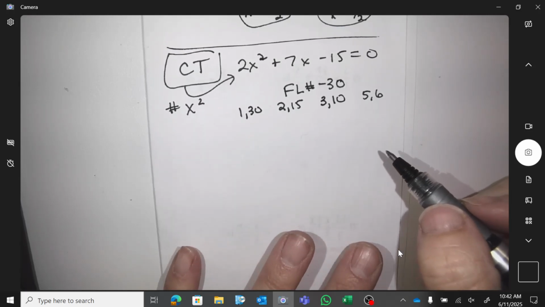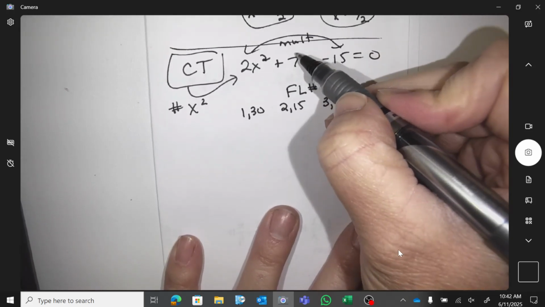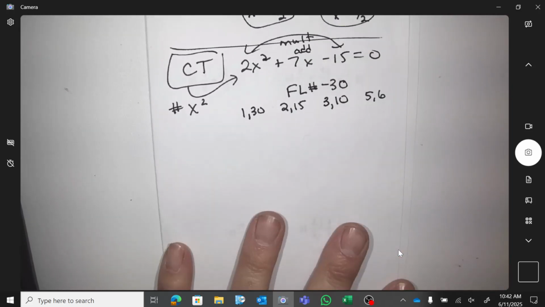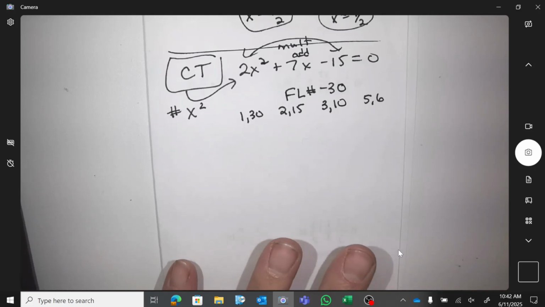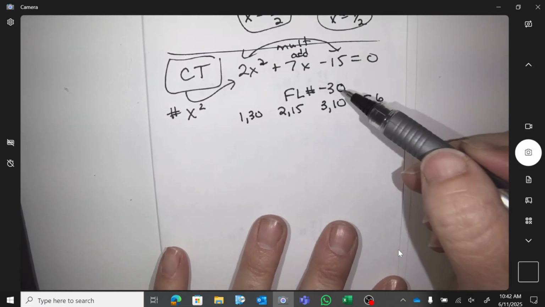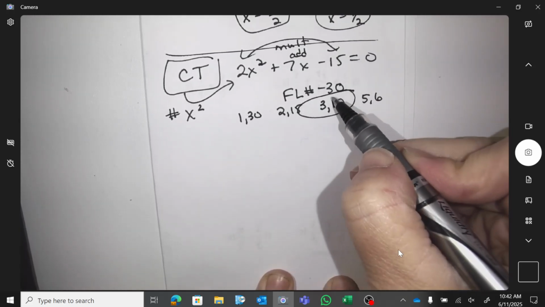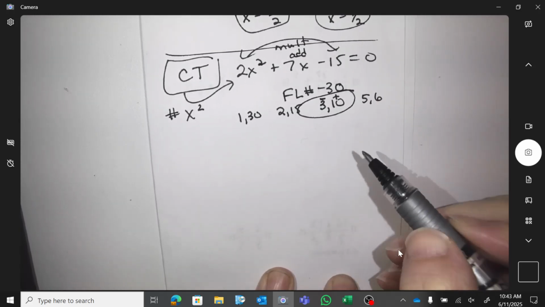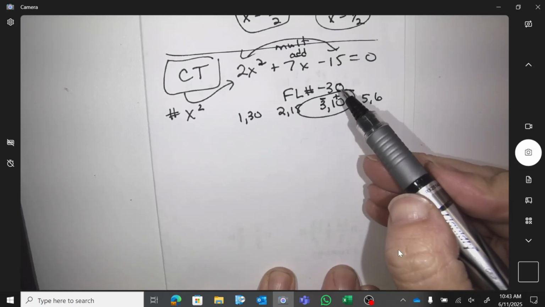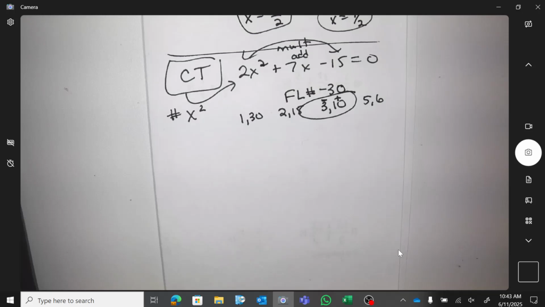Okay, so we were trying to multiply to that, and we're trying to add to that. Can you think of what in this set would multiply to this, but I need it to add to 7? Do you see something? A positive 10 and a negative 3 would do the negative 30 and a positive 7. Do you see it? Multiply to, add to.